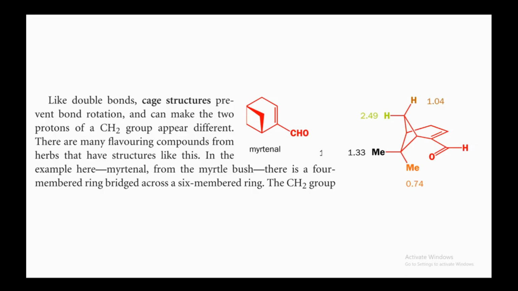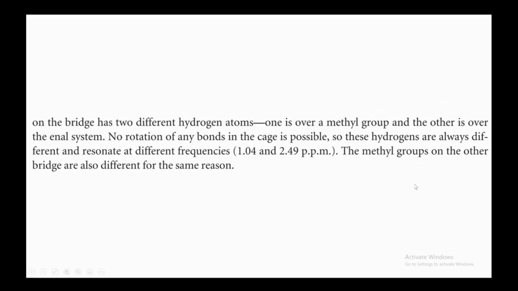Like double bonds, cage structures prevent bond rotation and can make the two protons of a CH2 group appear different. There are many flavoring compounds from herbs that have structures like this. In the example here, myrtenol from the myrtle bush, there is a 4-membered ring bridged across a 6-membered ring, the CH2 group. This is myrtenal, and this one is 2.9 ppm, and this one 4. The methyl appears at 1.33 and this methyl appears at 0.74.